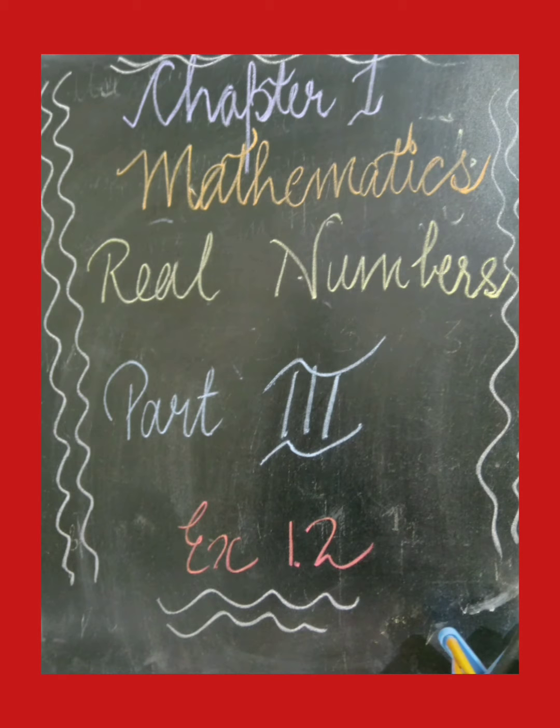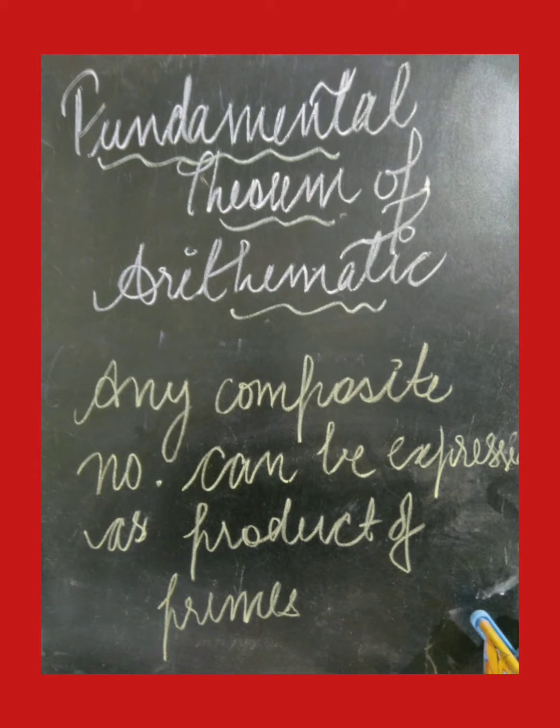Okay, so let's get started. It is related to exercise 1.2. Now we will learn about theorem 1.3, that is the fundamental theorem of arithmetic, which states that any composite number can be expressed as the product of primes.